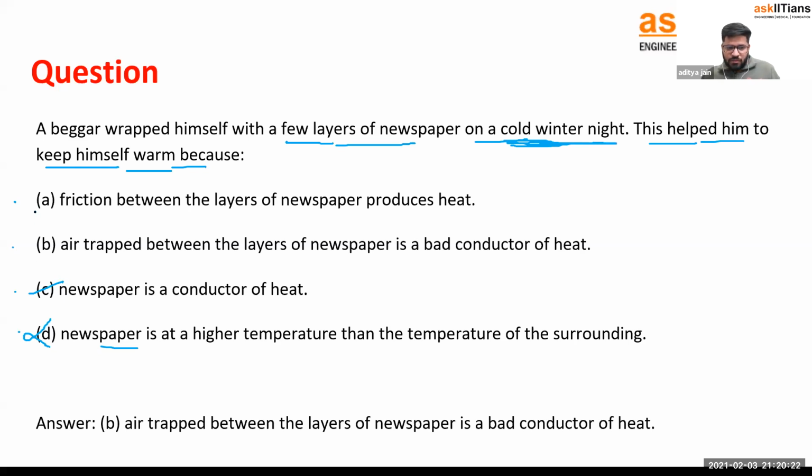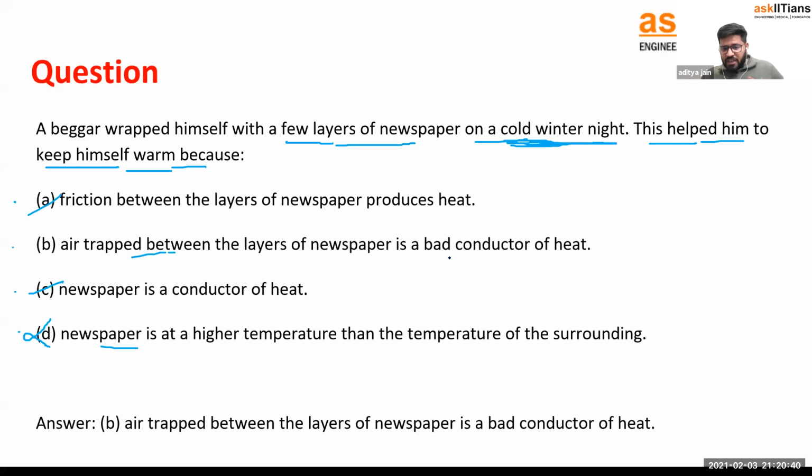So see option A: friction between the layers of newspaper produces heat. No, we can't see much friction. If you rub two newspaper sheets, you will not observe any significant friction or any significant heat. So that option is not matching. Now see the second option.